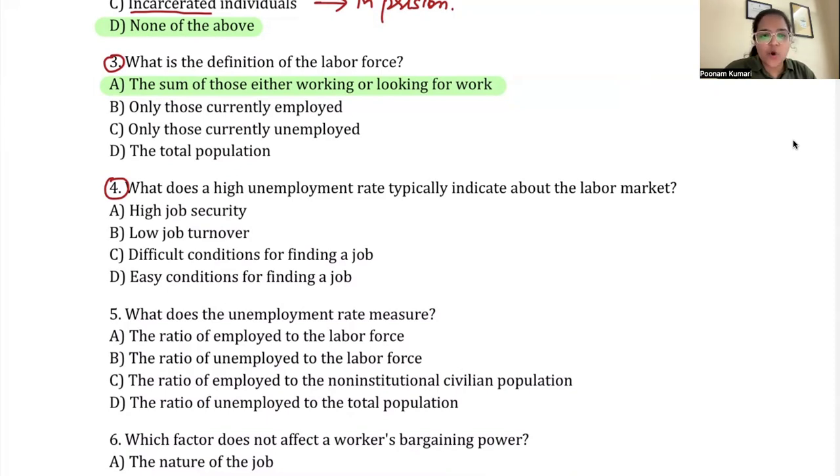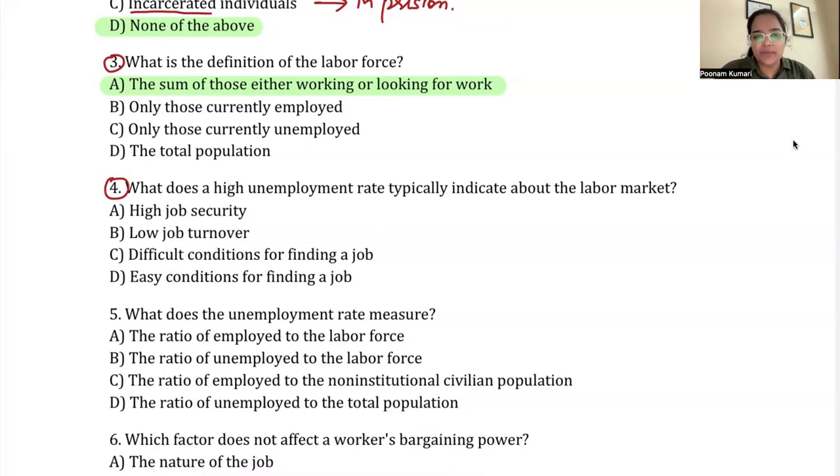Second, low job turnover. What is turnover? Switching between jobs. So people leaving jobs, right? So does a high unemployment rate mean that people will not switch jobs? No, ma'am. What is part number C? Difficult conditions for finding a job.